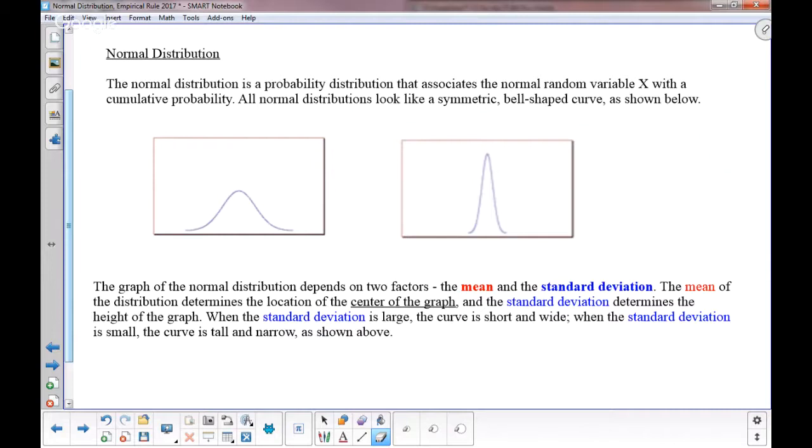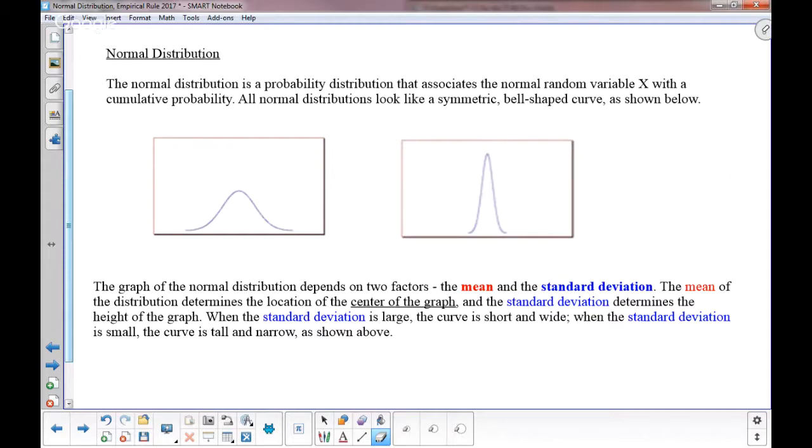Now, what you'll see is that it says cumulative probability, which means, guys, all the area underneath it will add up to 100%. So we can add the probability up as we go along. We'll get into that here in a minute. The graph of the normal distribution depends on 2 factors, the mean and the standard deviation. Everything is based on mean and standard deviation. None of this has to do with the median, max, min, whatever, just the mean and standard deviation.